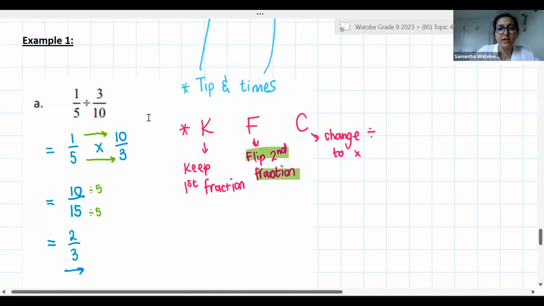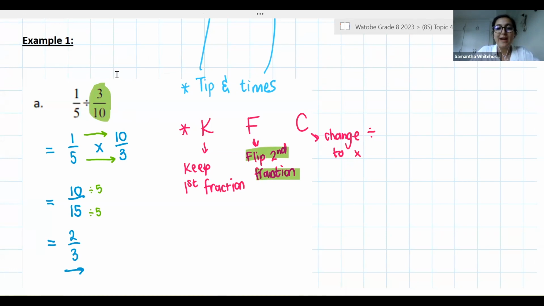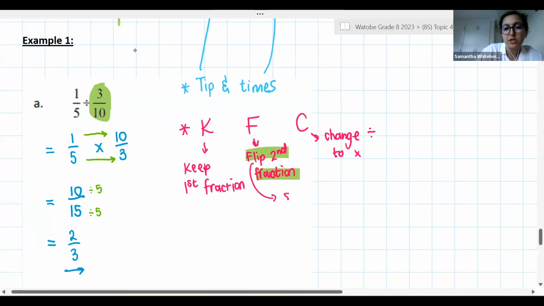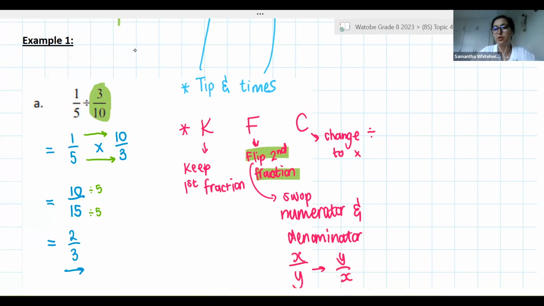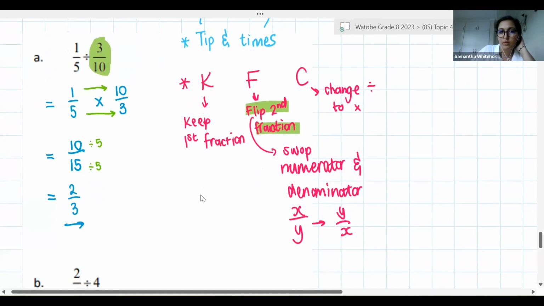Right, guys, remember you flip the second fraction. So I flip the 3/10. The first fraction stays exactly the same. It doesn't change. So 1/5 stays 1/5. When I say flip, I mean swap the numerator and denominator. So let's maybe just write that in there. So flip means swap the numerator and denominator. So basically what that means is if you had x over y, when you flip it, it becomes y over x. You flip the two.